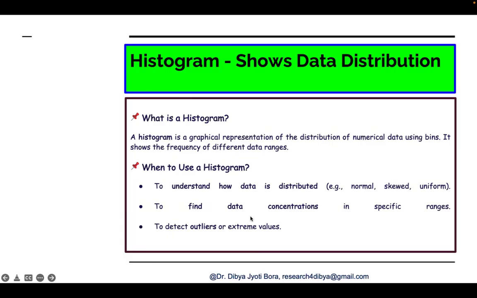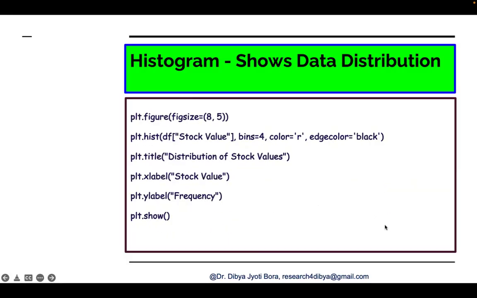Now, to find the data concentration in a specific range, ये range में कितना data concentration है, उसको जानने के लिए भी हम क्या use कर सकते हैं? Histogram. And most importantly, जो outlier है, to detect the outliers or extreme values, we use this histogram. तो इसके लिए देखो ये प्रोग्राम है, हम यहाँ पे hist फंक्शन यूज कर रहे हैं.